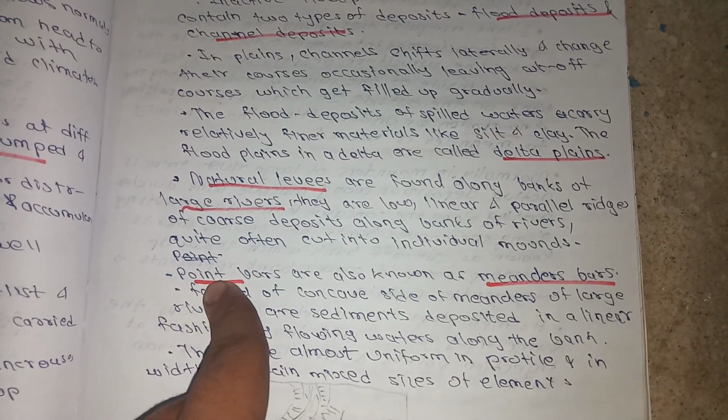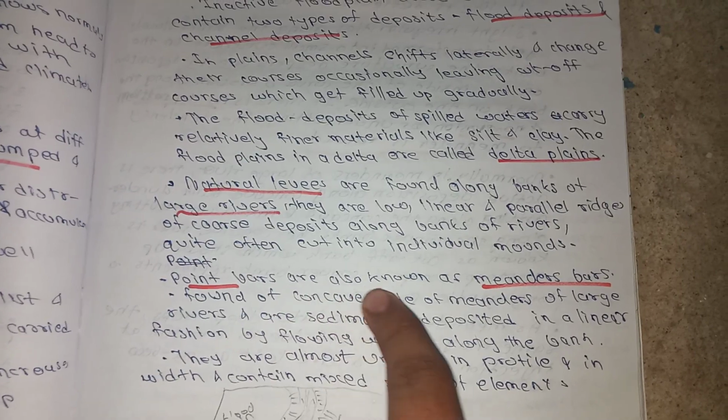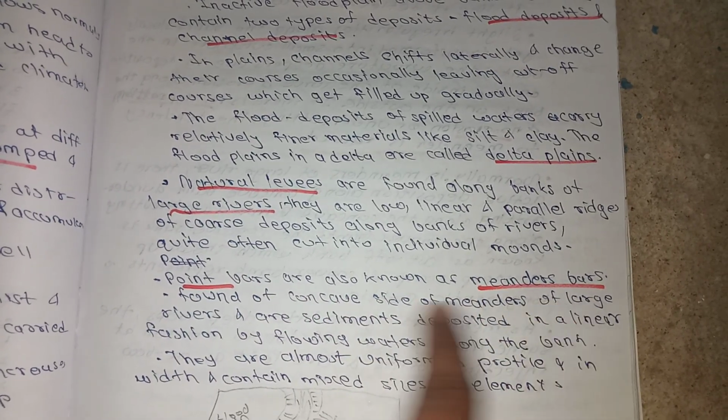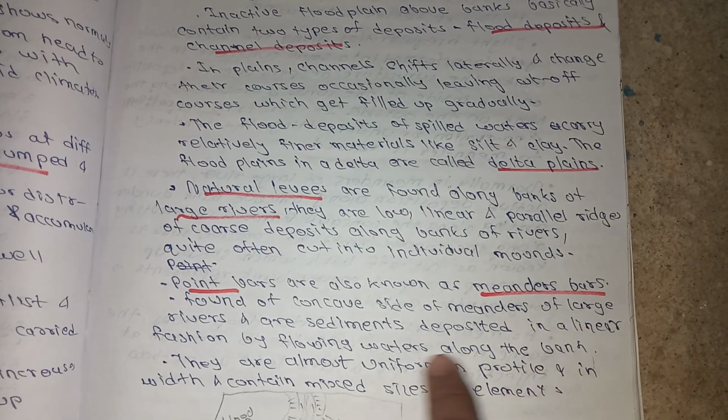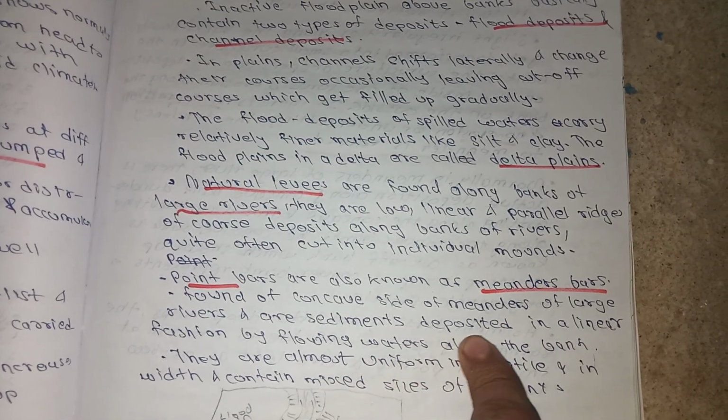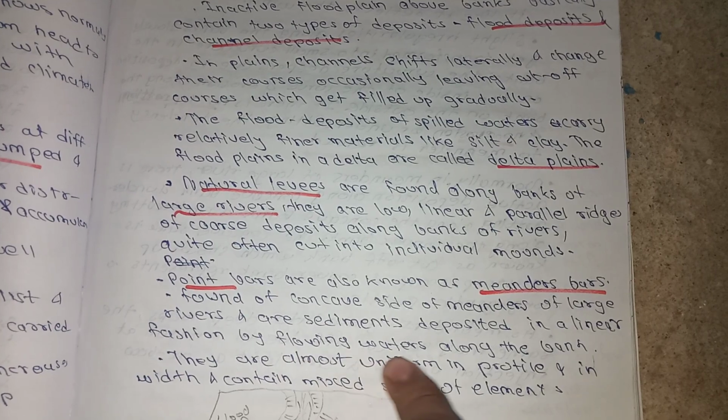Now what are point bars? Point bars are also known as meander bars, found on the concave side of meanders of large rivers, and are sediments deposited in a linear fashion by flowing waters along the bank.